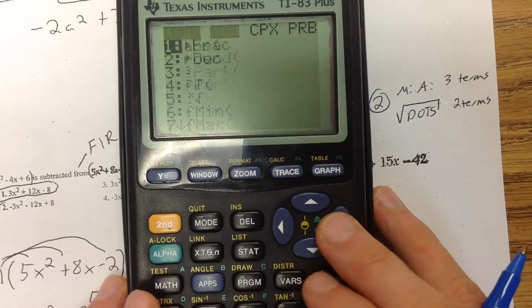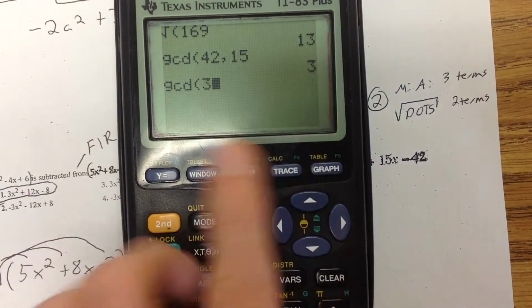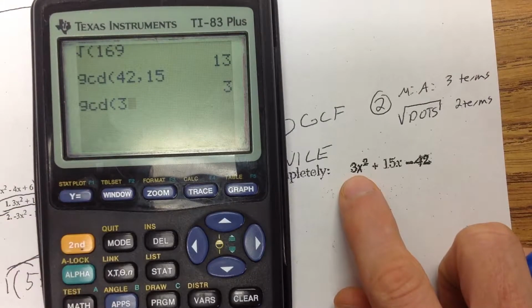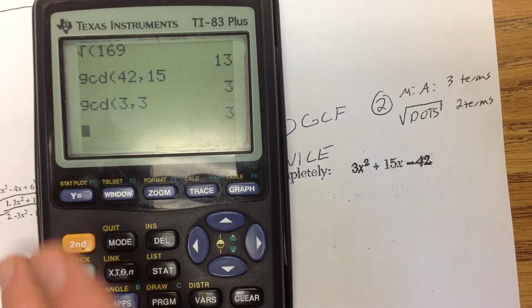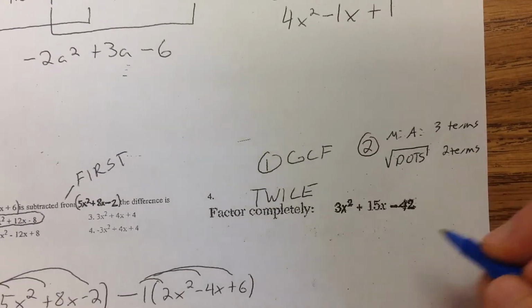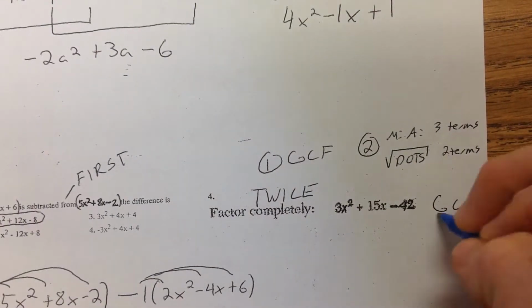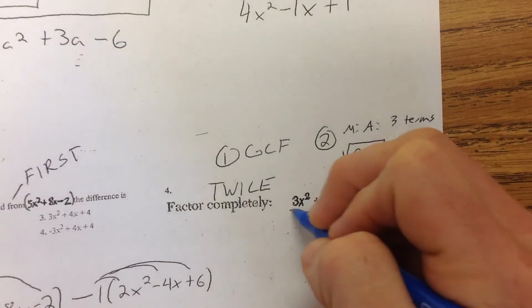Now normally you would have to do it again, and you would use the answer that you got and whatever number is left over. But in this case, it's kind of silly to do the GCF of 3 and 3 because it's just going to be 3. So since our GCF was 3, we will start by dividing each of these by 3.